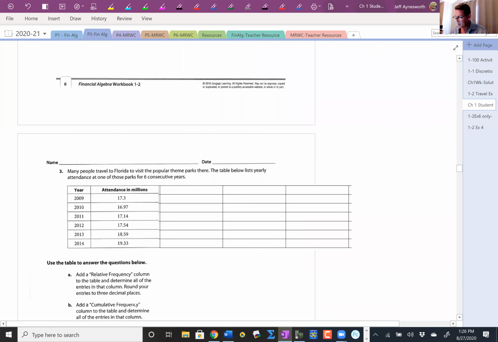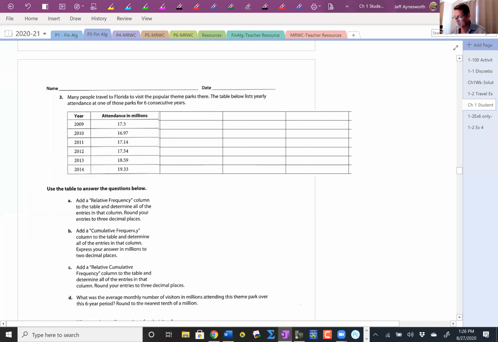Let me see, we did number 3 is similar to number 6, you guys. So number 3 is an important one. You have to calculate the relative frequency, the cumulative frequency, and the relative cumulative frequency. So you've got to set up a table there. So relative frequency here, and then the cumulative frequency, and then you have to do the relative cumulative.